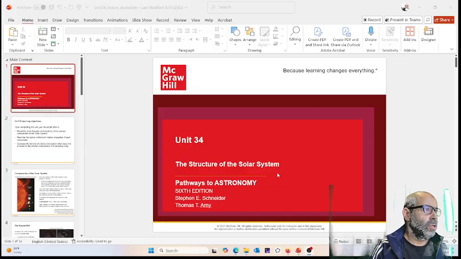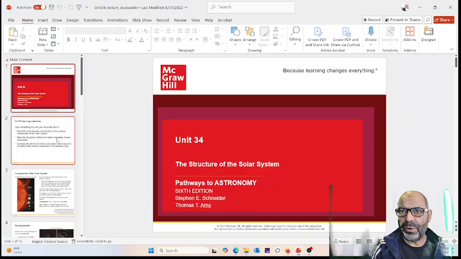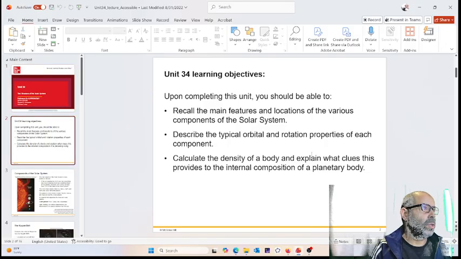Unit 34 deals with the structure of the solar system. It's an overview. Basically, we will see the main locations and features of the solar system, and then the orbital rotation, and we see that there are some similarities between the motion of most of the planets. There are some exceptions that require some sort of explanation.